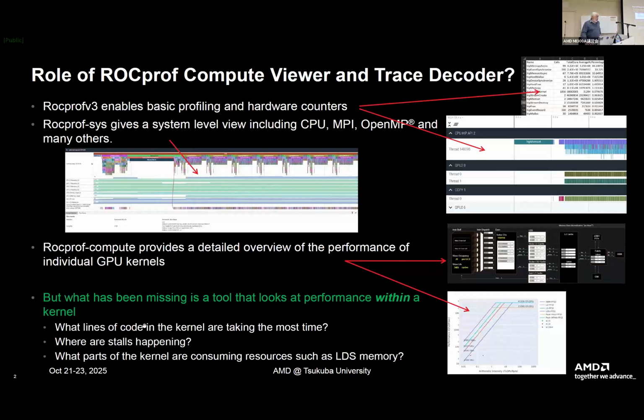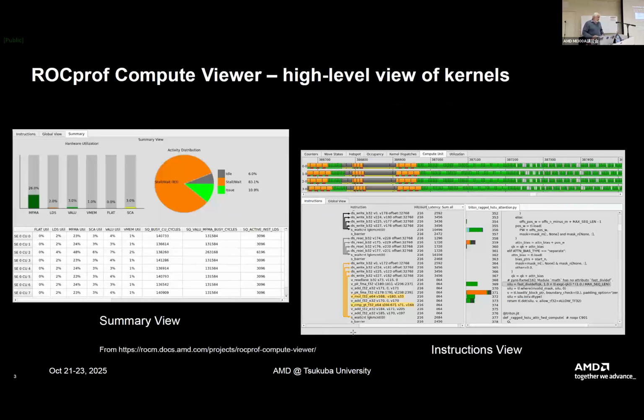And so we want to know what lines of code are taking what resources, what time, what's causing the stalls, what is consuming LDS memory and vector general purpose registers. So to do that, we have a viewer called Rocprof Compute Viewer that's going to give us a high-level view of the kernel.